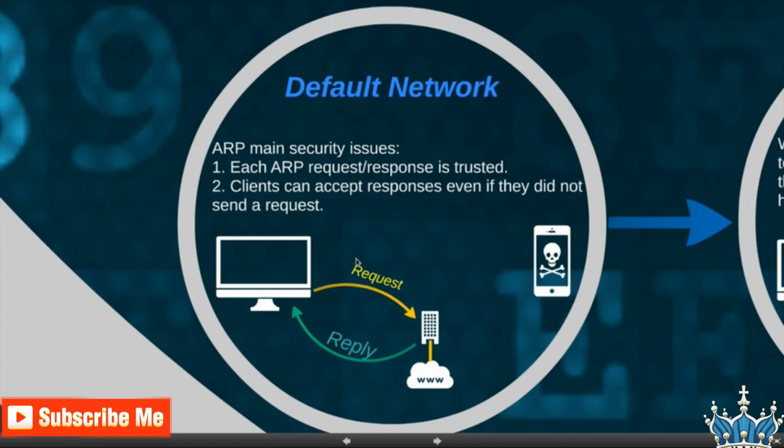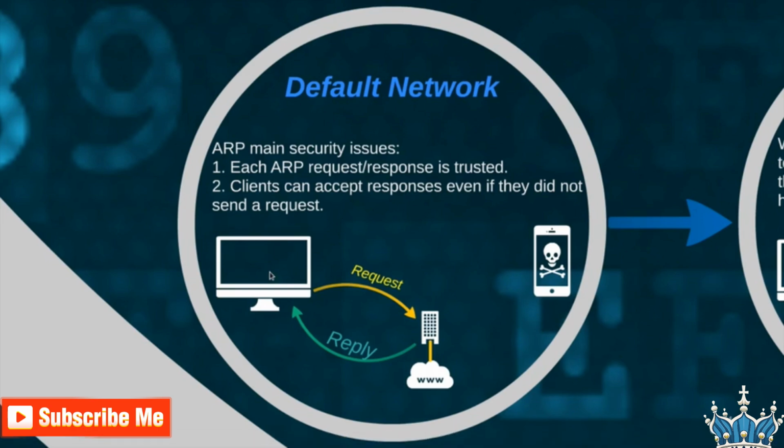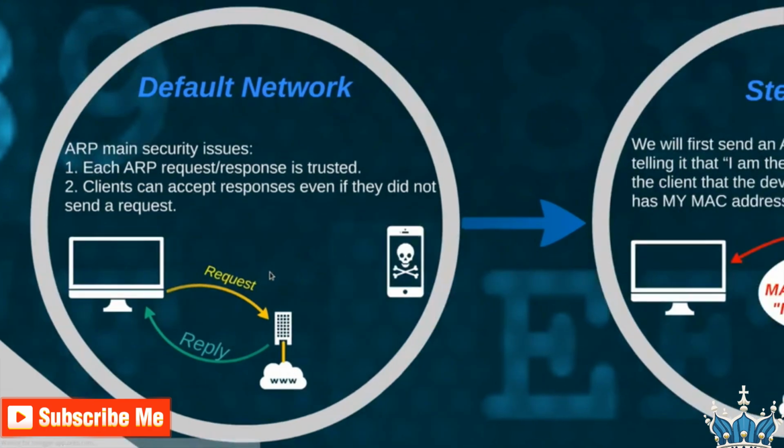The second problem is that devices can actually accept responses without sending a request. So this device can actually accept responses even without sending requests. For example, it can just get a response telling this device some information, and this device not only is just going to accept it, it's also gonna trust it. It's not gonna verify the information in there, it's not gonna verify the source of information. So these are the main problems with the ARP protocol.